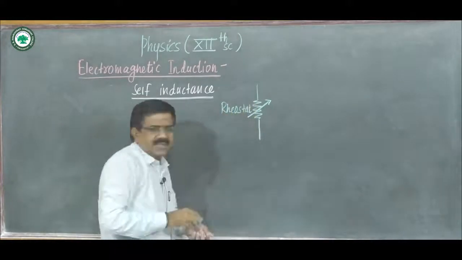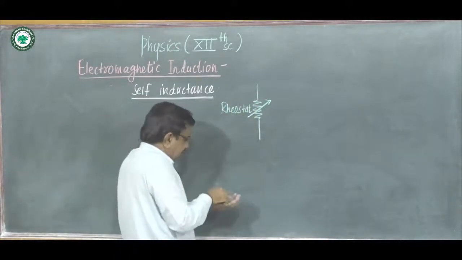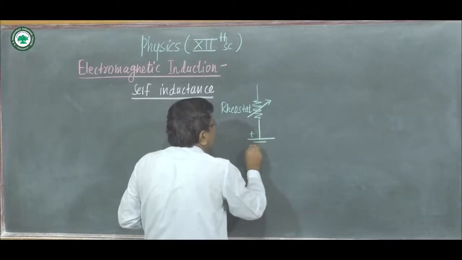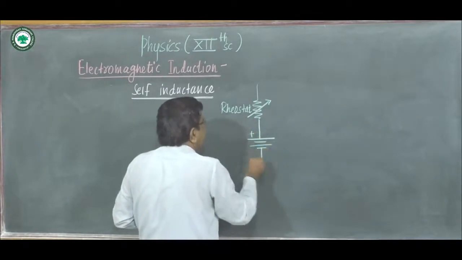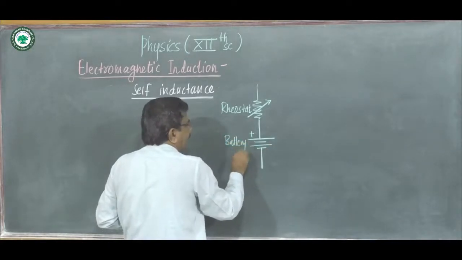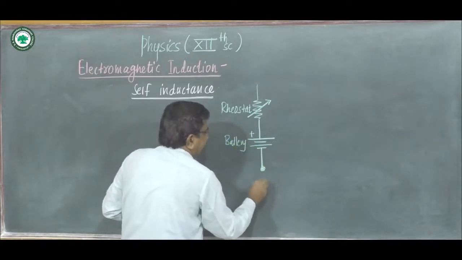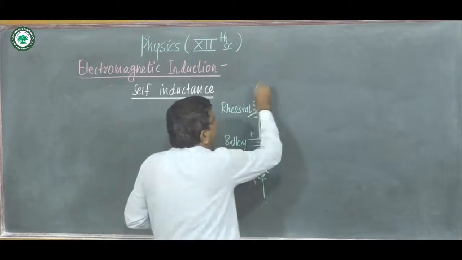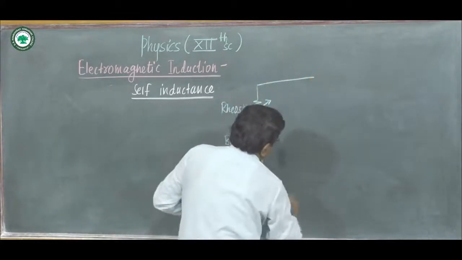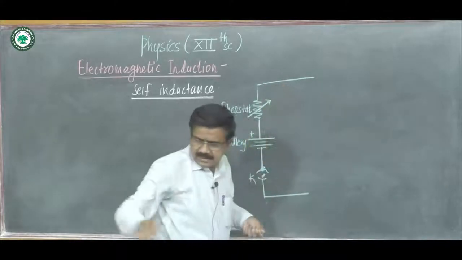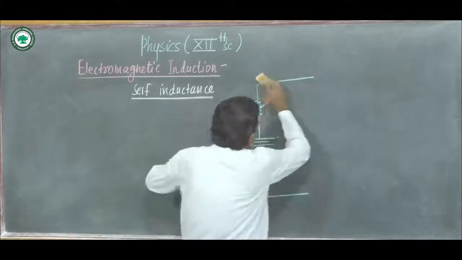Used to change the current. Here there is a battery. This is a battery. Then key. And it is connected to a conducting coil.